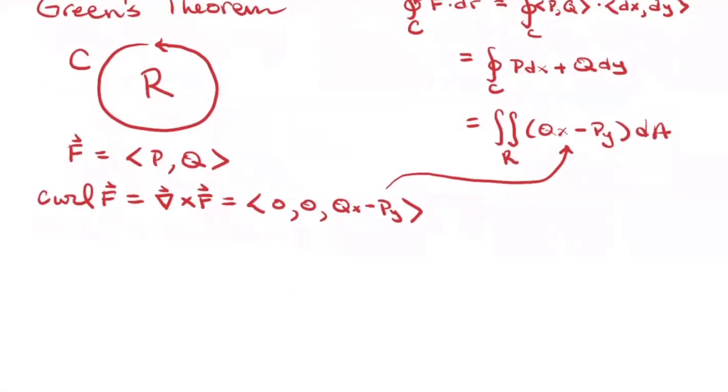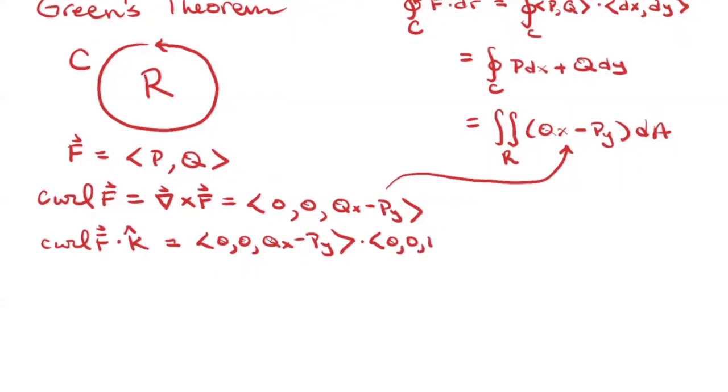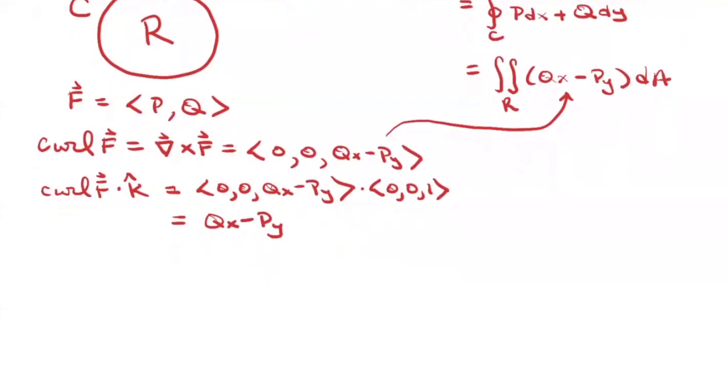And so I want you to do the following. If we take curl F and dot this with k, then this would be (0, 0, Qx minus Py), and you're dotting that with (0, 0, 1). So this is just Qx minus Py.